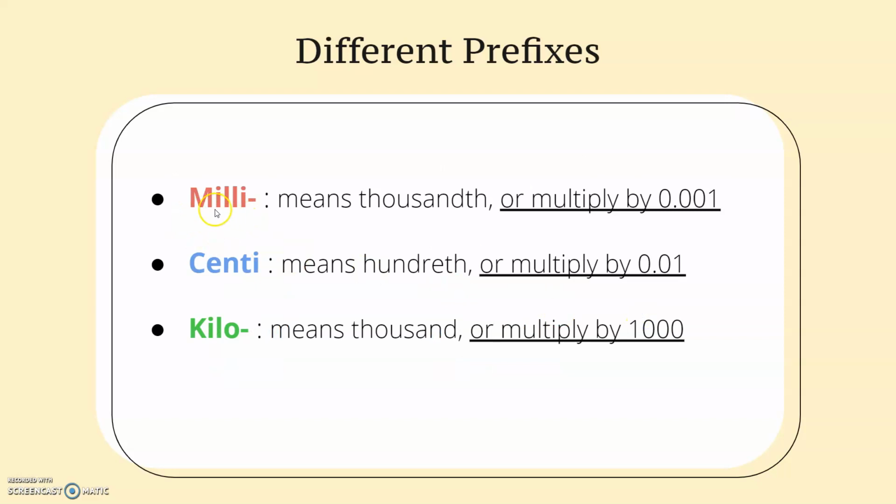Milli means thousandths, so you multiply by 0.001. Centi means hundredth, or multiply by 0.01. Kilo means 1,000, so you multiply by 1,000.